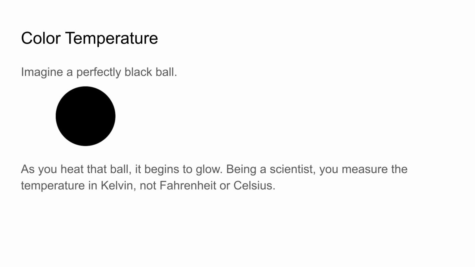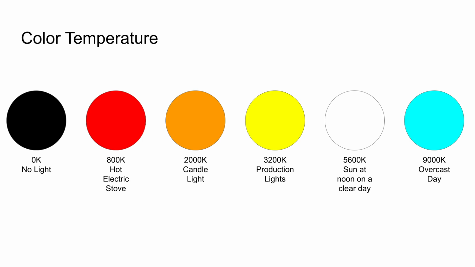And you're going to take this black ball and you're going to start heating it up. But being a scientist, you're not going to use a temperature scale that most people use. Fahrenheit's not good enough for you. Celsius is not good enough for you. You're going to measure it in the Kelvin temperature scale. What you'll find out as you start to heat this ball up is that about the time it's 800 Kelvin, it's about the same color and brightness as the coils on your electric stove when they're running flat out.